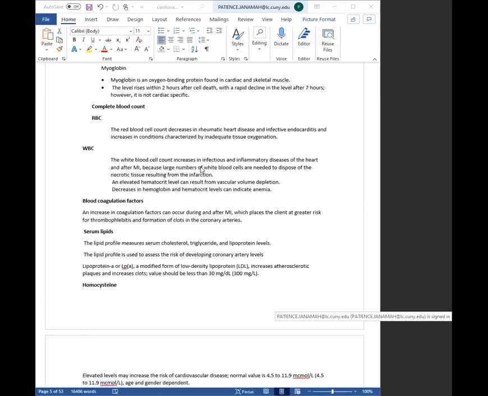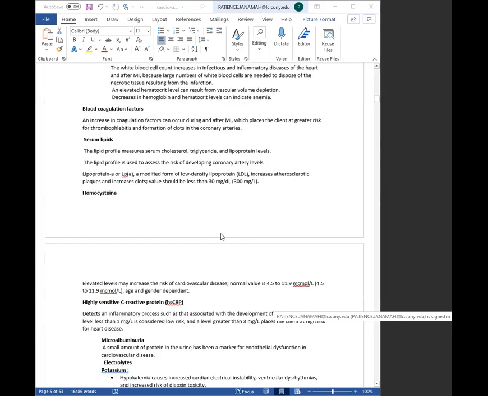So we have the blood coagulation factors. We have the serum lipids. The serum lipids, the lipid profile, measure serum cholesterol, triglyceride, and lipoprotein levels. That's the LDL, the low density lipoprotein, and the high density lipoprotein. Those are the cholesterol stuff.